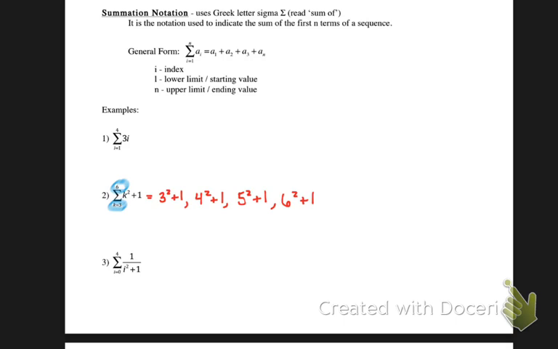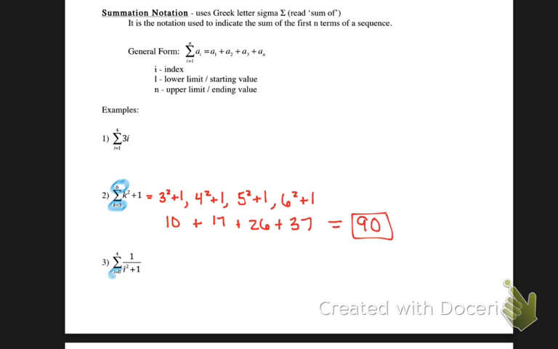So now I'm going to evaluate each of these. 3 squared plus 1 is 10. 4 squared plus 1 is 17. 5 squared plus 1 is 26. 6 squared plus 1 is 37. So there is your expanded form, and then add them all together, and there is your evaluation. You should get 90.